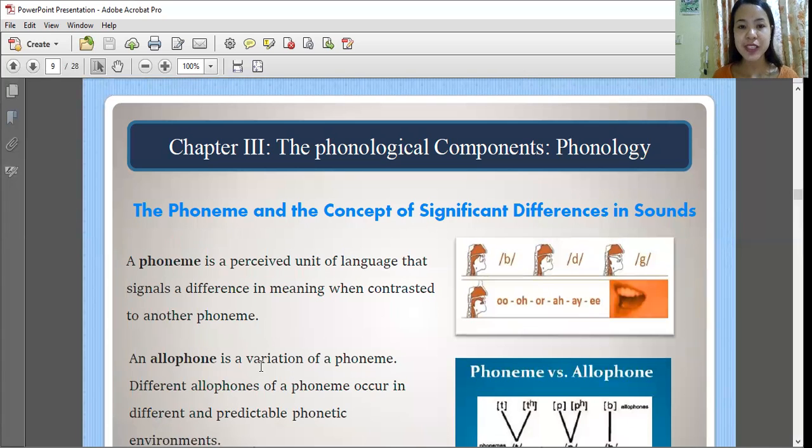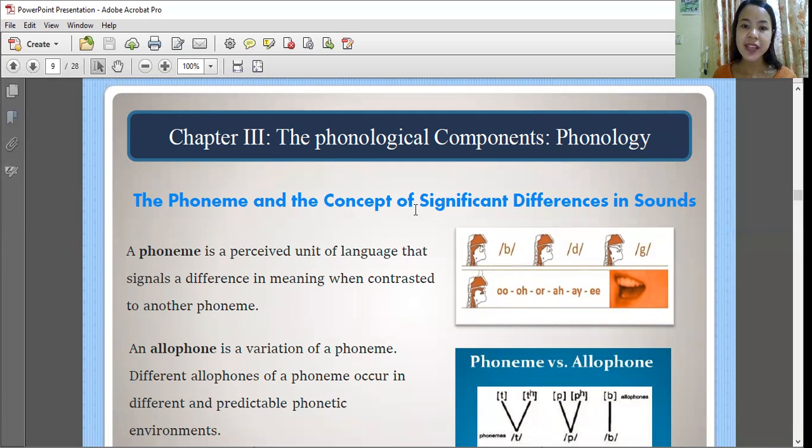And here, chapter 3, the phonological component, which we can call phonology. The phoneme and the concept of significant differences in sound. Here, a phoneme is a perceived unit of language that signals differences in meaning when contrasted with other phonemes. Like "but", "that", "ga", and we show our tongue like that, and "ga".